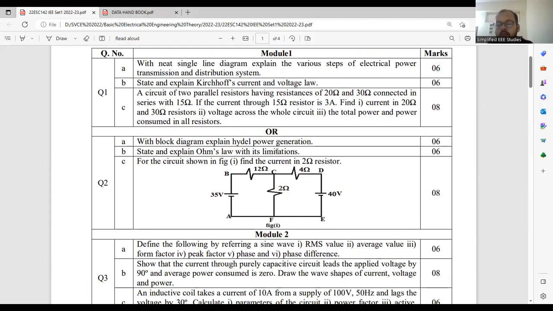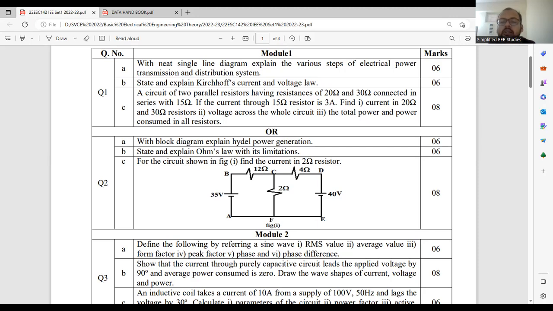Movement of water. Okay. So it's a large pipe which is carrying a bulk amount of water. Then you have to explain about a turbine. Turbine produces mechanical energy. As soon as the water moves on the turbine, it creates mechanical energy. The turbine is coupled with the generator and the generator produces electrical energy. All right. State and explain Ohm's law with the limitations.